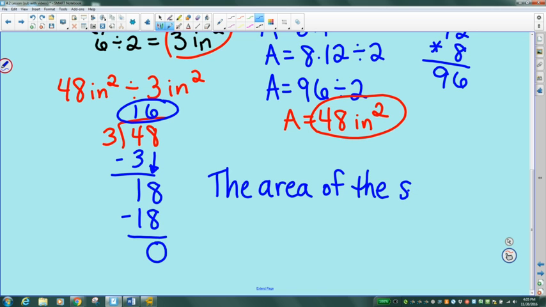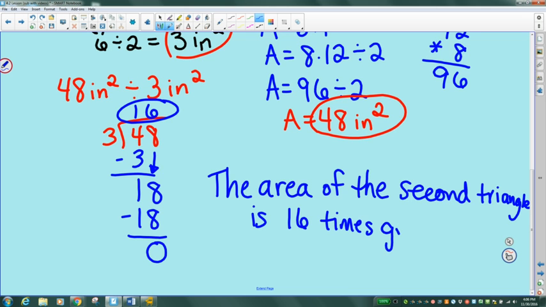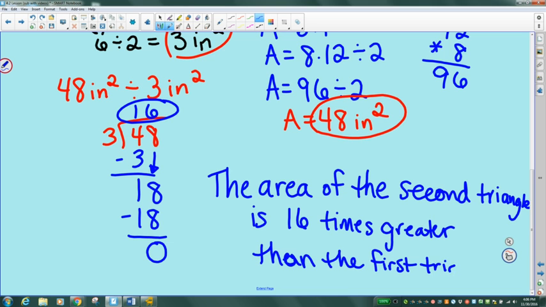The area of the second triangle is 16 times greater than the first triangle. And now I look back, and does that answer the question? How many times greater is the second triangle than the first? And it does.